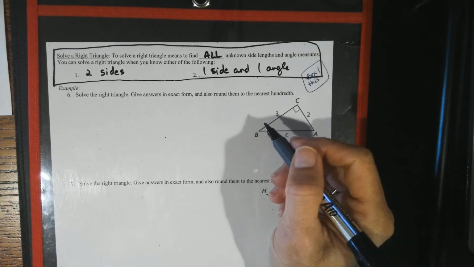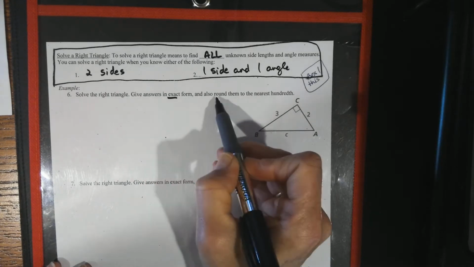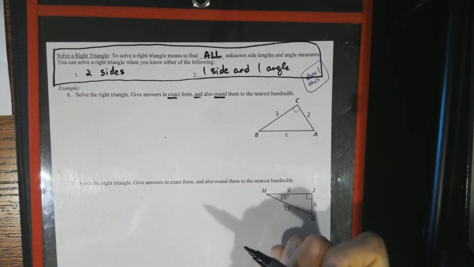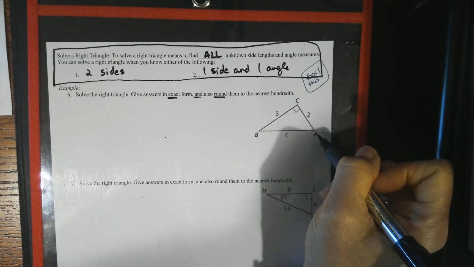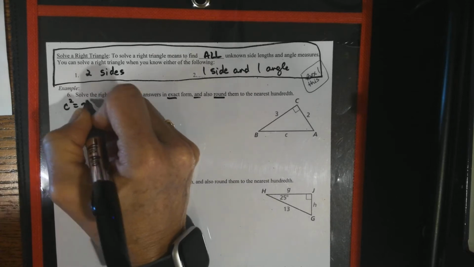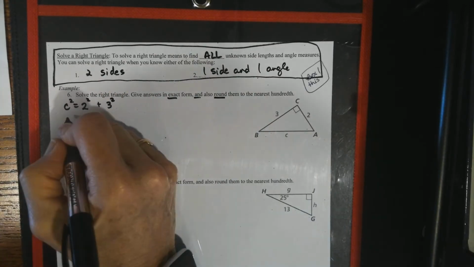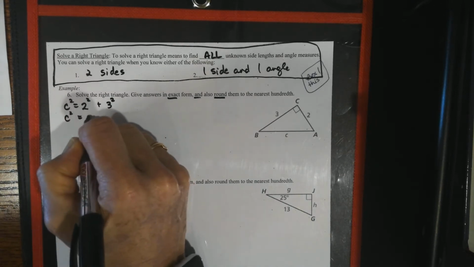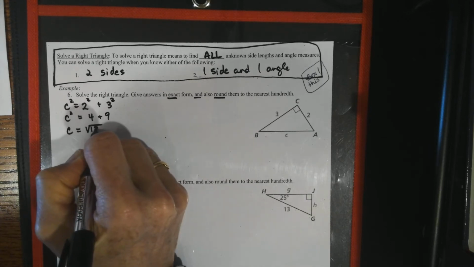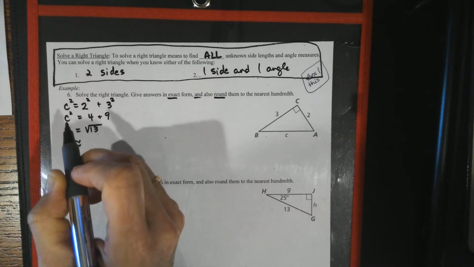This one says, solve the right triangle. Give answers in exact form and round. So I have legs of 2 and 3. I'm going to use the Pythagorean theorem to find c. So c squared equals 2 squared plus 3 squared. Use the space well. C squared equals 4 plus 9. So c equals the root of 13. And that is the exact form.